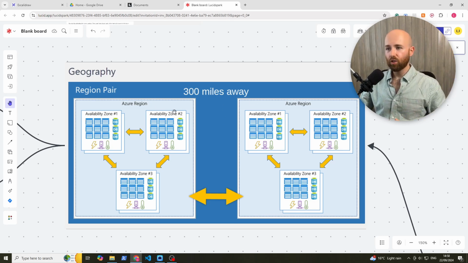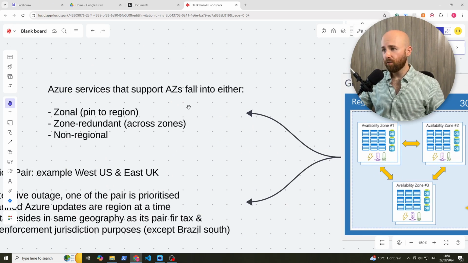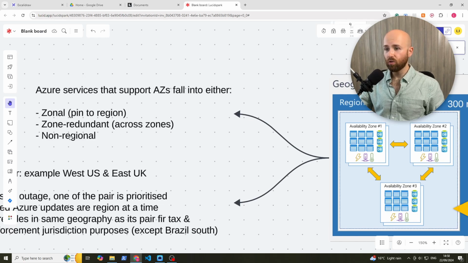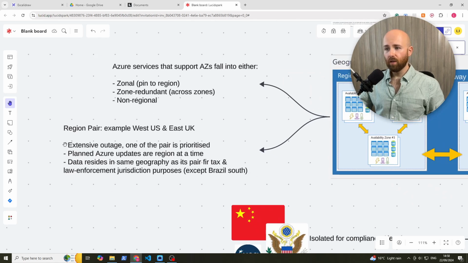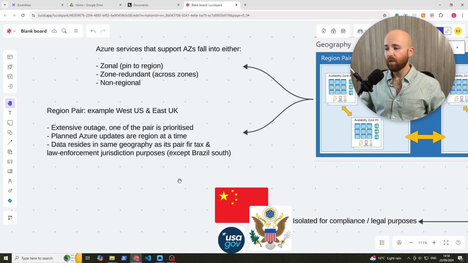And a region pair is just two regions which are paired together for disaster recovery purposes. So with this AZ1 and AZ2, you might replicate stuff between here for high availability, but to go that extra step to really ensure, you want to then put it in another region. We'll get to it in a bit, but essentially it's so that if this one fails, you get this one as backup. Now, Azure services that support AZs fall into either zonal, so they're stuck to a zone, zone redundant, so they're across zones, or non-regional. Region pair, examples West US and East UK, it's for extensive outage, planned Azure updates, and so on.